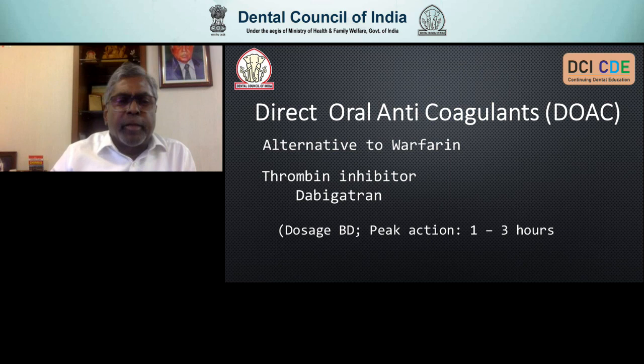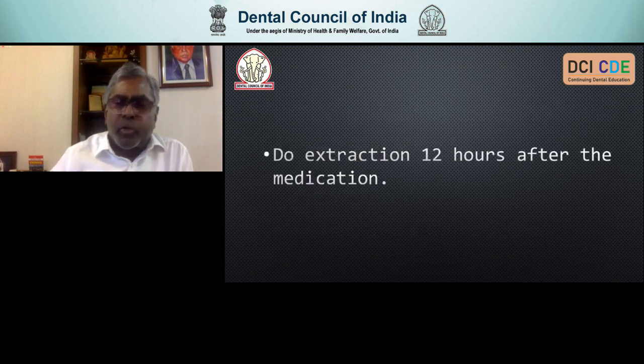The newer medications are these so-called direct oral anticoagulants as alternative to warfarin. Dabigatran is a thrombin inhibitor, which is given as a twice-a-day dosage. So it has a peak action of 1 to 3 hours. So when patients are on thrombin inhibitors, the recommendation is that you do the extraction 12 hours after medication. So basically, you try to give up more time after medication before you do the procedure.